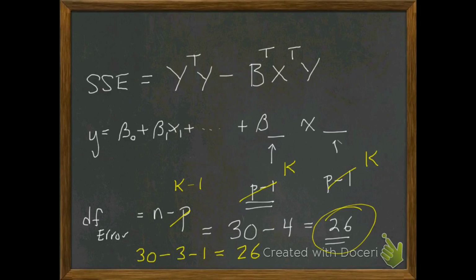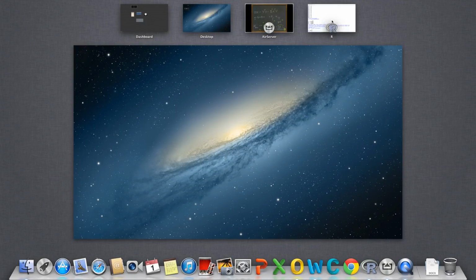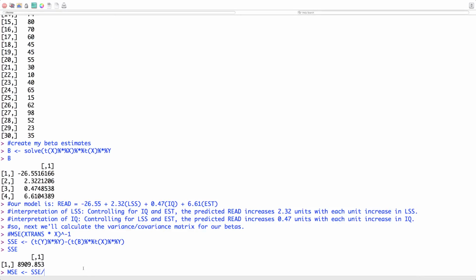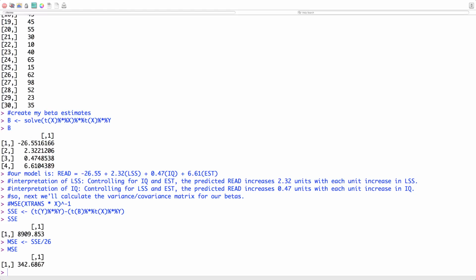Now guys, I'm not going to make any major changes on you without telling you which one I'm using. And in most situations I'll probably use both. So what I can do here is divide this by 26 to get my mean square error. We can see that my mean square error here is 342.6867. Now, why do I need that? Well, guys, I need that for the standard error for my betas.